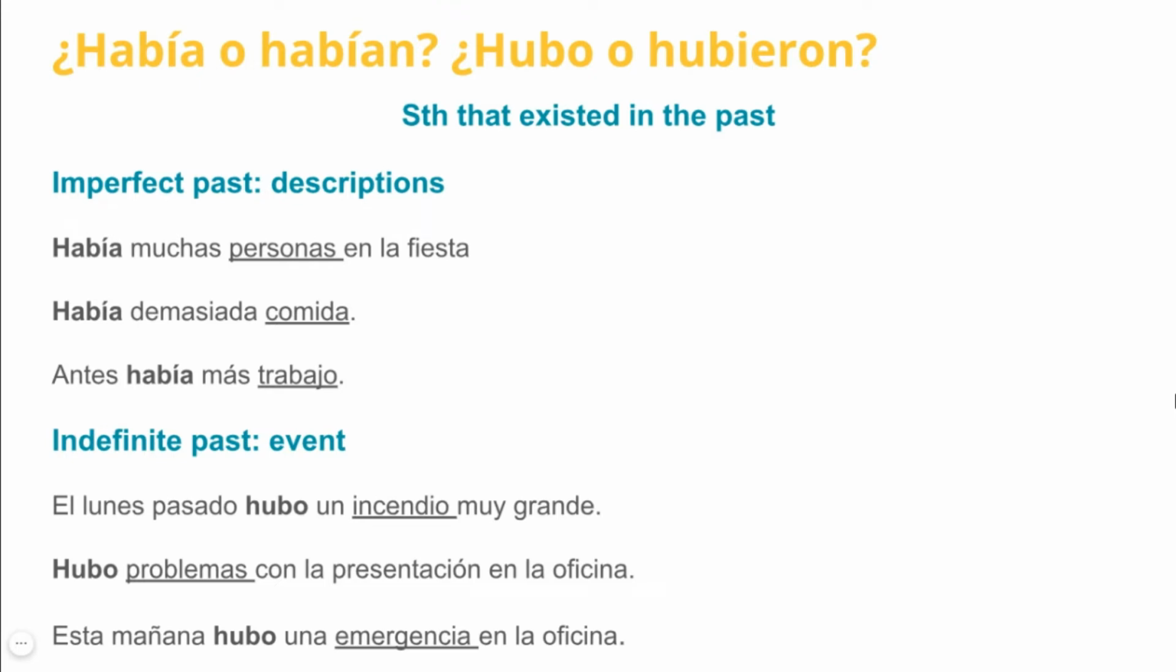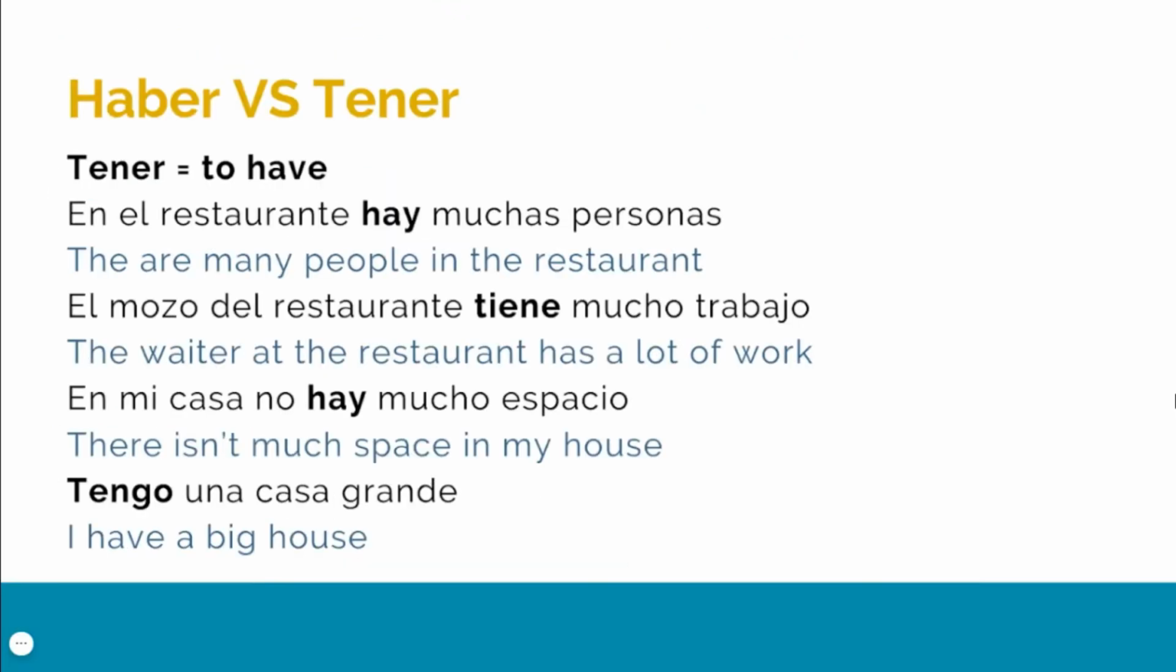We always use hubo. Have a look at the words. Incendio is masculine singular. Problemas is masculine plural. Emergencia is feminine singular. So we always use the word hubo. So whenever in doubt, remember, había for descriptions, either singular or plural, and then hubo when you talk about an event that occurred, that existed in the past, for plural, masculine, singular, feminine. It doesn't matter. You always use the word hubo.